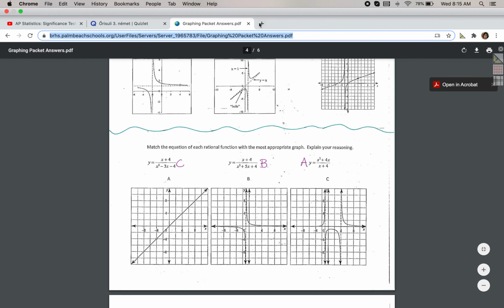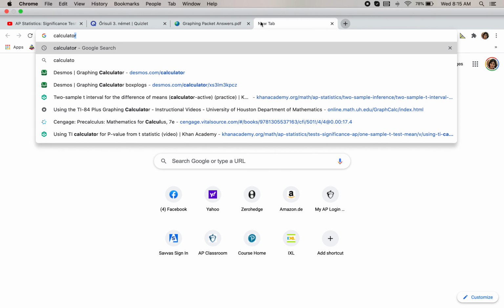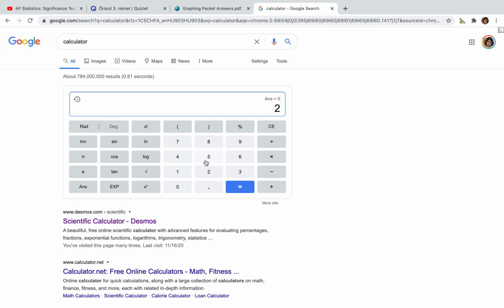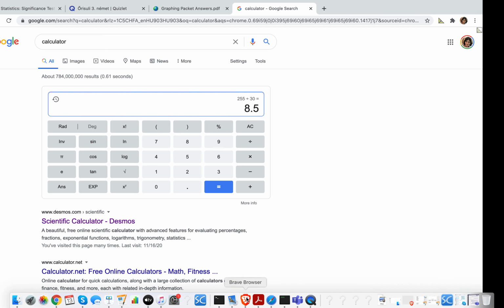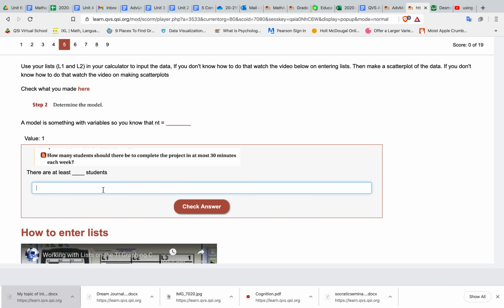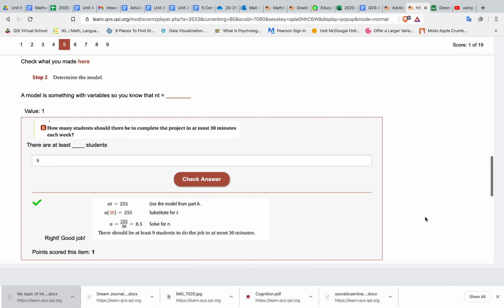All right, let's use a calculator here. It's early. 255 divided by 30 is 8.5. Well, we got this issue. It's kind of impossible to have 8.5 students, so we better put 9, because if we don't, we're not going to have enough.